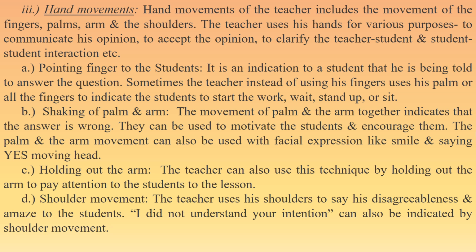Shaking of palm and arm. The movement of palm and the arm together indicates that the answer is wrong. The movement of the palm and arms can be used to motivate the students and encourage them. The palm and arm movement can also be used with facial expression like smile and saying yes, moving head. Holding out the arm. The teacher can also use this technique by holding out the arm to pay attention to the student to the lesson.